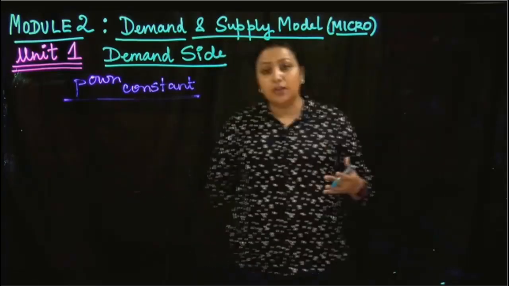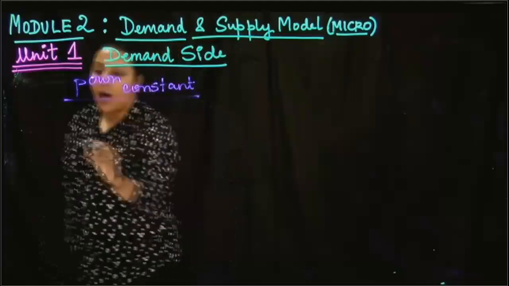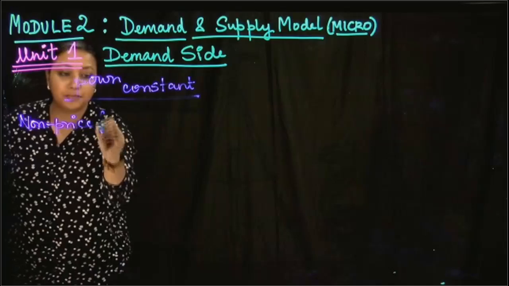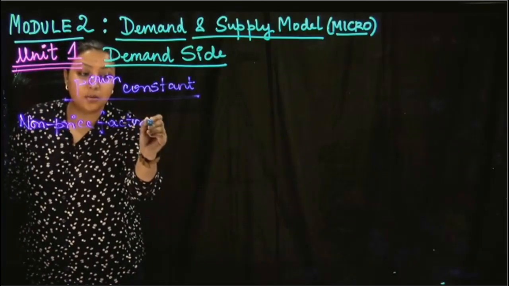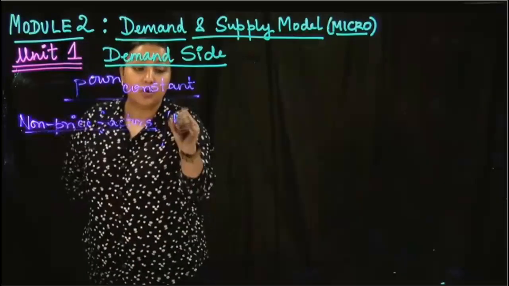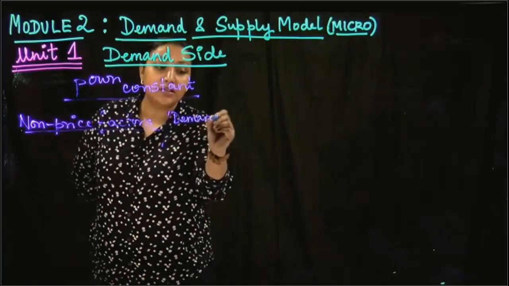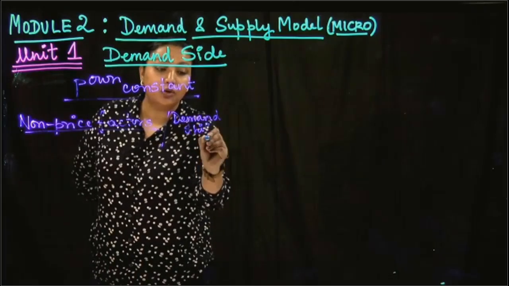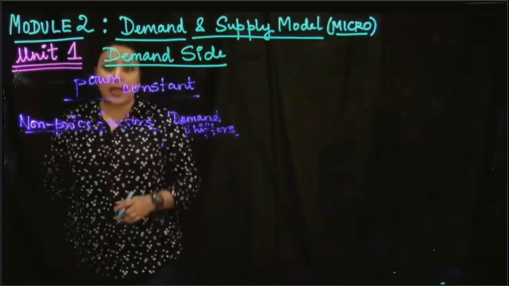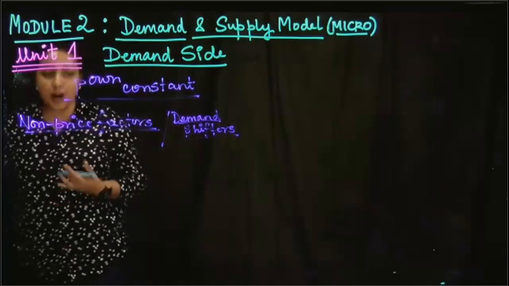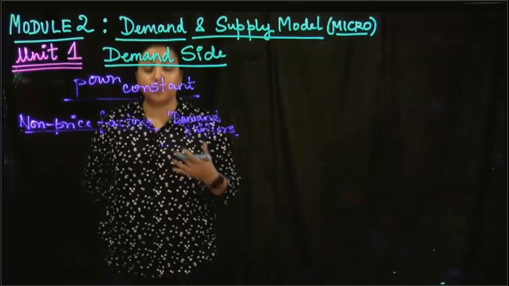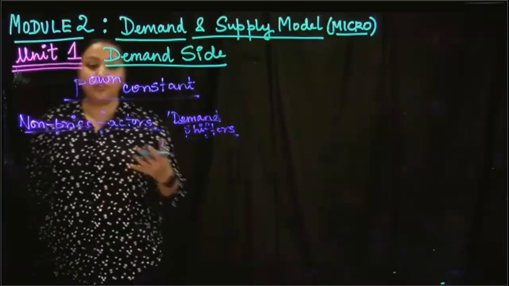Now what are these other factors in the market? Now I call those factors the non-price factors or the non-price determinants of demand, and these are also the demand shifters. So these are the factors that really lead to the shift of the demand curve. So the demand shifting factors, and they are non-price factors. Now first let us go through these factors and then we will see how they cause a shift of the demand curve or a change in demand.